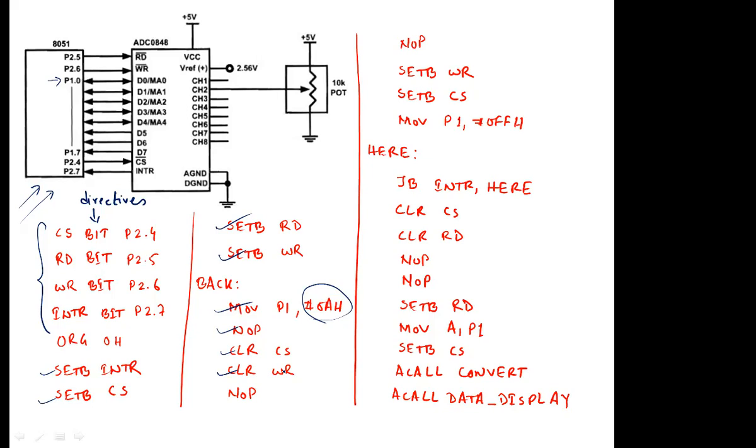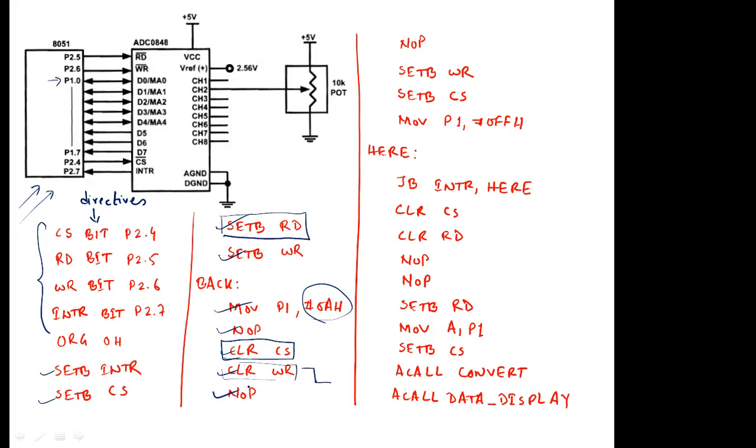Then we need to apply a low to high pulse to the WR. You have cleared CS over here. Then you need to make sure your RD is 1, and your RD is already 1. Then you need to apply a low to high pulse. You have cleared your WR. Your WR was high, it has just gone low.